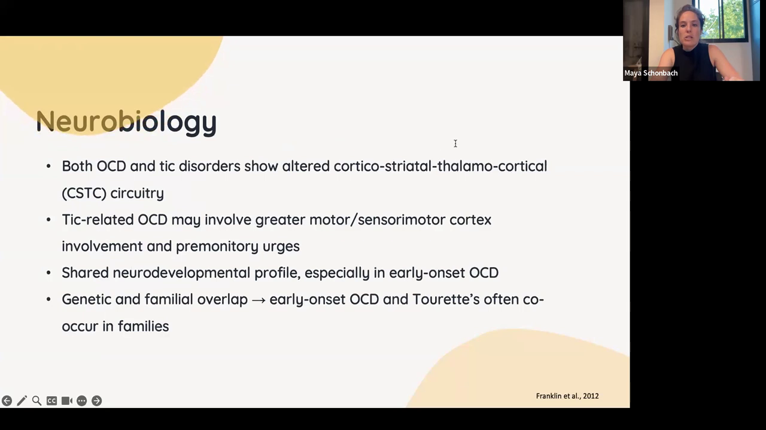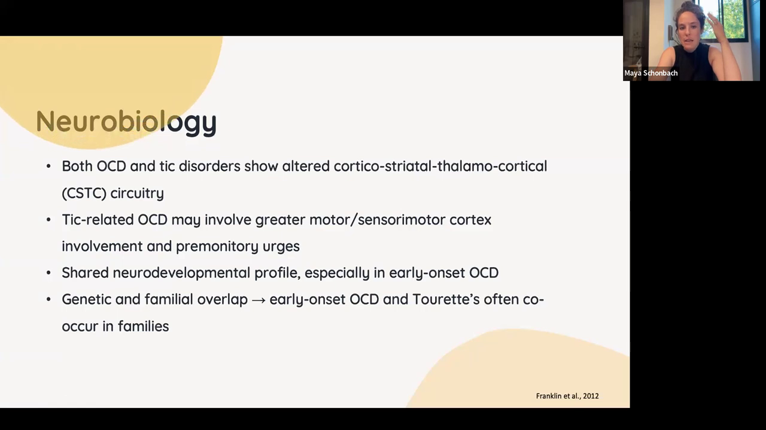So again, in terms of neurobiology, both tic disorders and OCD show disruptions in the CSTC, the corticostriato-thalamocortical loop. But in tic disorders, this disruption is specifically tied to the motor and sensory motor regions. And that kind of helps explain why tics feel so physical and why they're so hard to control. And it's important to say that many people with tics describe what's called a premonitory urge. So it's kind of this buildup of tension or discomfort that you can only relieve by performing the tic. And it's kind of described as an urge-driven loop.